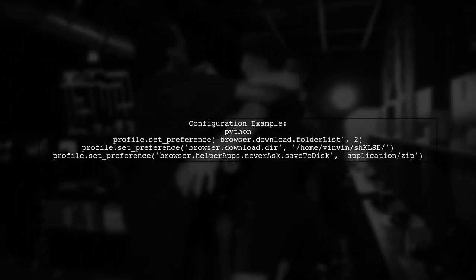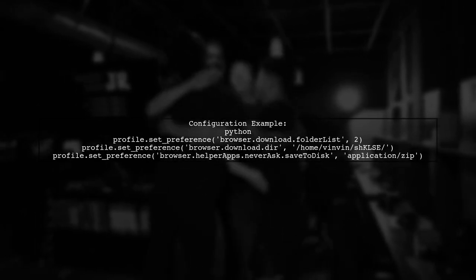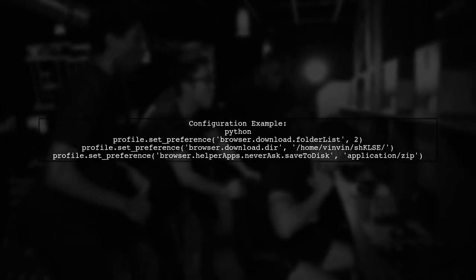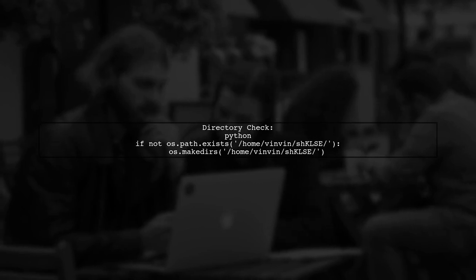First, ensure that your Firefox profile is correctly configured for downloading files. You need to set the download directory and file types. Next, check if the directory where you want to save the file exists. If it doesn't, create it before running your download code.